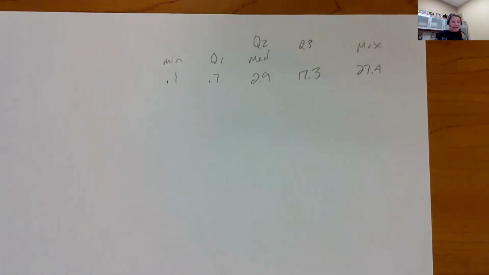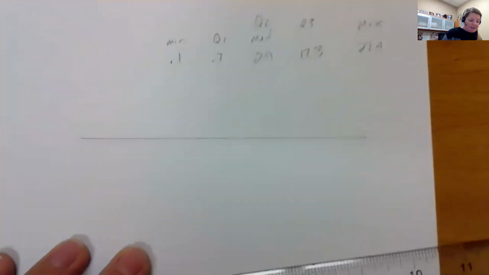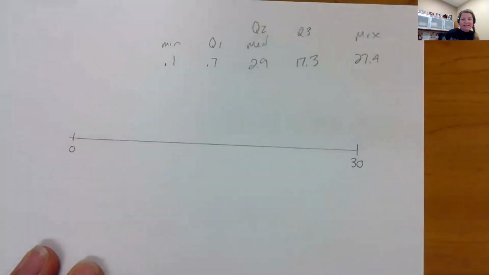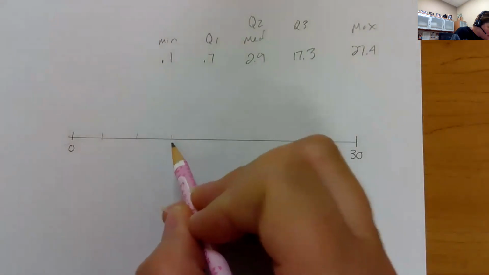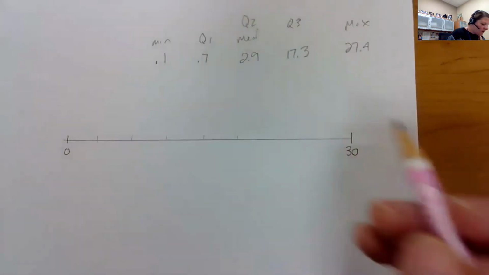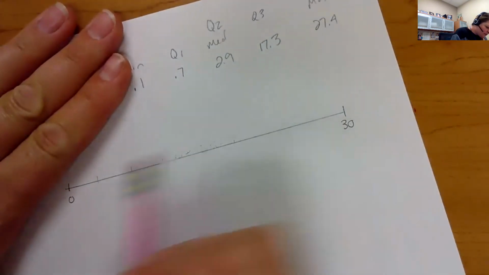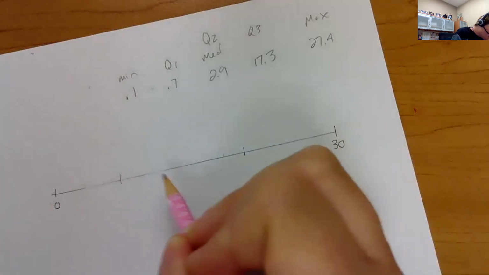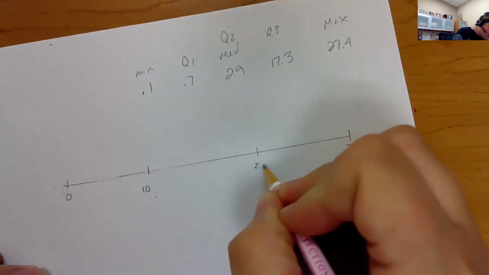Then I'm going to show you what a box plot looks like. Sometimes they call it box and whisker. First, I start with the number line, and this data definitely is close to 0. So I'm going to start at 0 and count to 30 because the values go to 27.4. Let's do 10, 20, 30, just like that. Should have drawn this out before. Yes, I'm being picky.